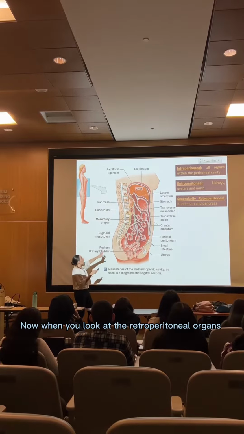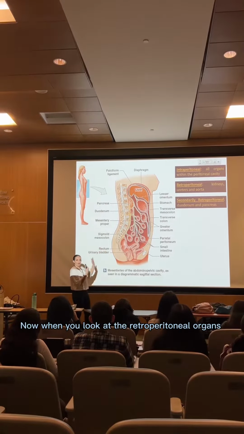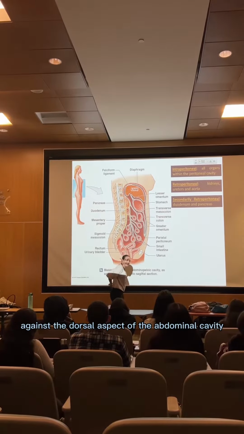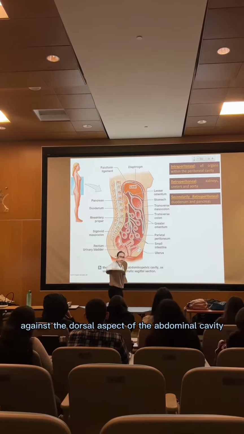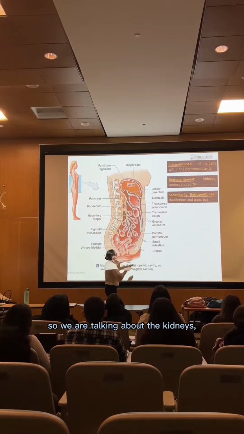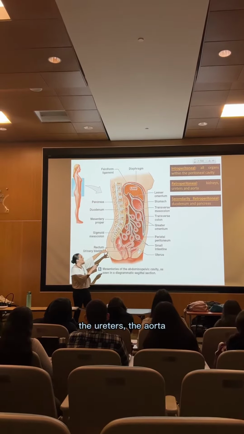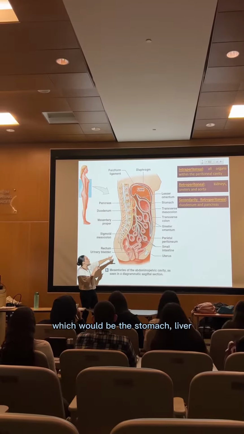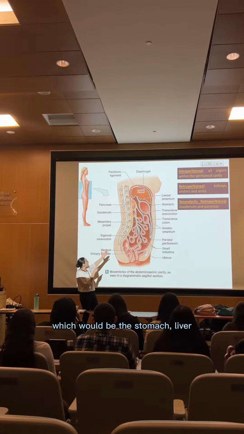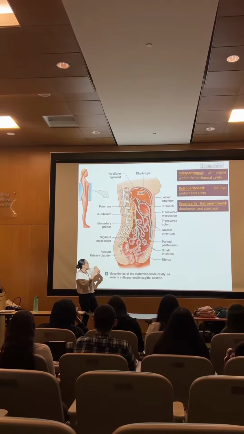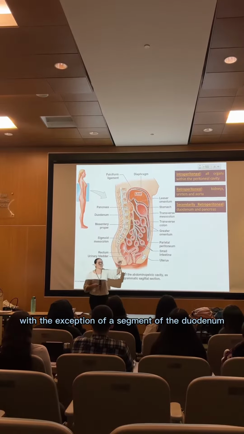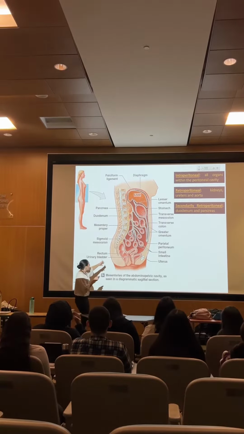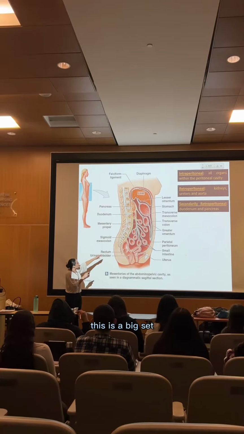Right? Now, when you look at the retroperitoneal organs, basically they will be the organs that you have against the dorsal aspect of the abdominal cavity. So we are talking about the kidneys, the ureters, the aorta. Intraperitoneal will be all the organs that you have here, which would be the stomach, liver, transverse colon, small intestine with the exception of one segment of the duodenum. And as you can see, guys, this is a big sac.